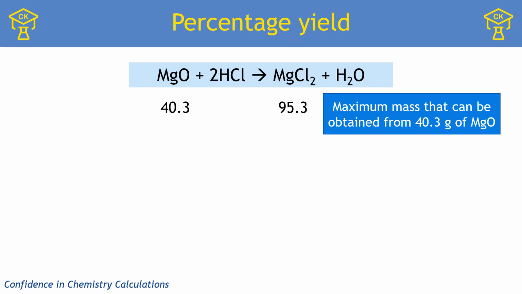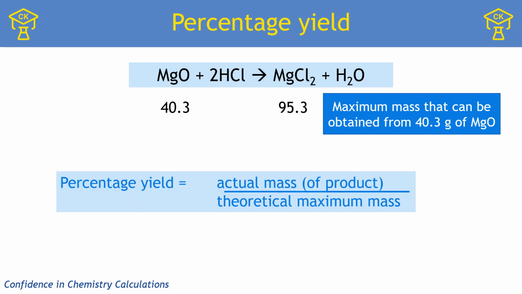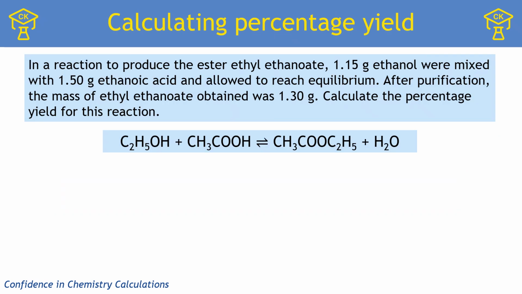The equation for calculating percentage yield is simply the actual mass of product obtained divided by the theoretical maximum mass and multiplied by 100 to turn it into a percentage. The theoretical maximum mass is what we've been calculating all along when we do equations involving balanced equations and reacting mass calculations. Let's look at an example calculation.